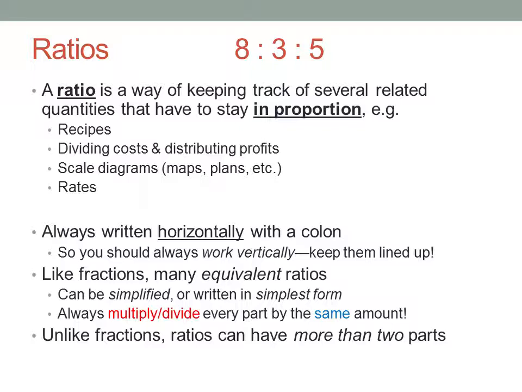Like fractions, ratios can also be simplified, or written in simplest form. That means getting all the elements to be whole numbers with no common factors. But since ratios can have more than two parts, you may sometimes have to think carefully to do so.